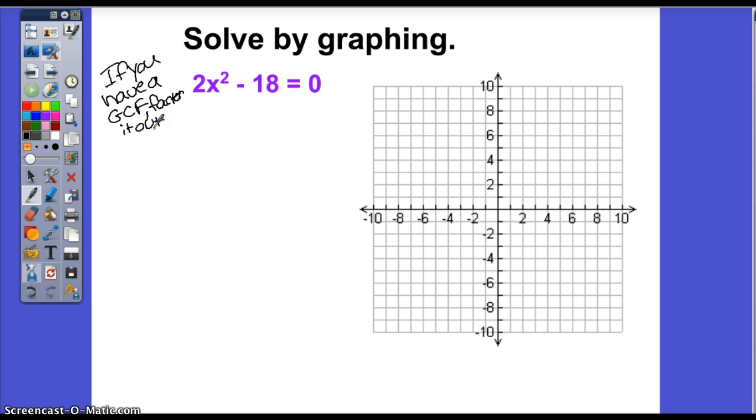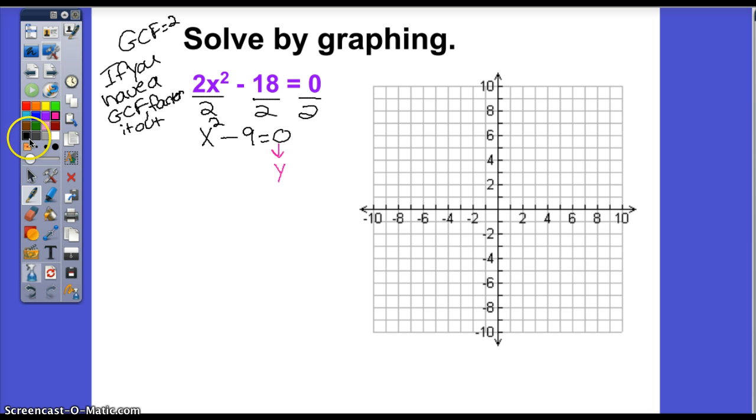And remember, what you do to one side of the equation, you can do to the other. So our GCF here is 2. I'm just going to divide by that GCF and get 2 divided by 2, so x squared minus 9 equals 0. Now whenever you're graphing, we're just going to turn that 0 into a y.